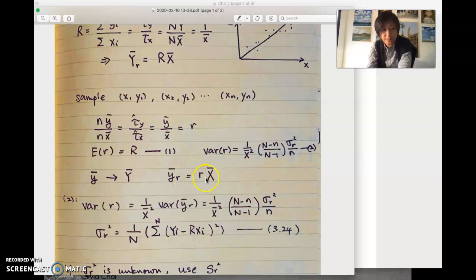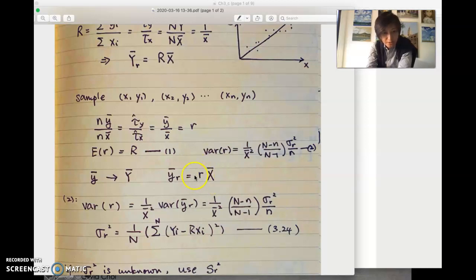Now, from the ratio estimator, we have the expected value. We also want to define the variance of R. What is the variance of R? Let's take a variance on both sides of these equations. Variance of y bar R equals variance of R x bar. X bar is a constant, so it becomes x bar squared taken out of the variance.